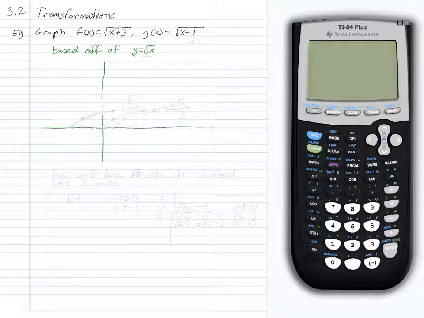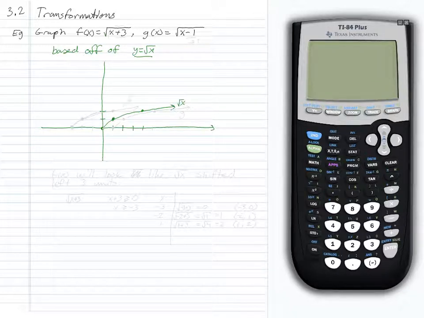With the square root function, you always want to have a few points that you know on the basic function. That'll make transforming it a little bit easier. So we're going to begin by graphing y equals the square root of x. That graph passes through the points 0, 0, 1, 1, and 4, 2. Those are some nice points for us to work with. There is our basic graph.